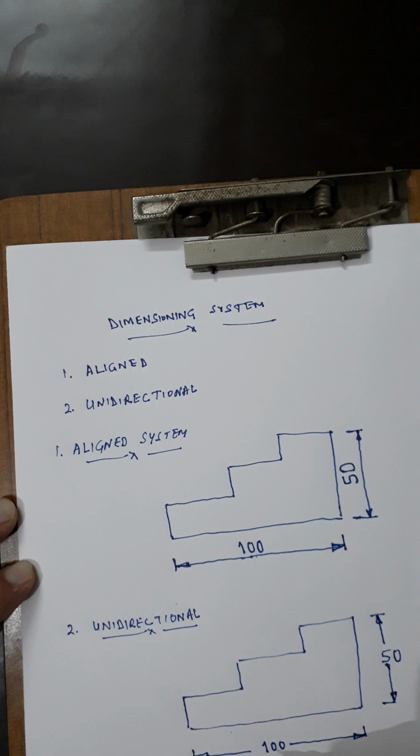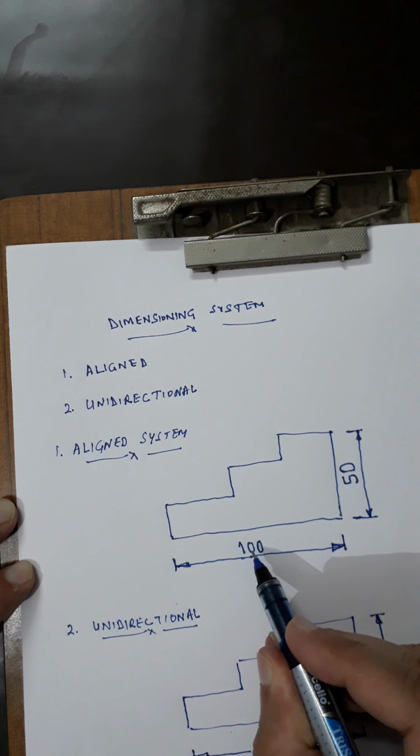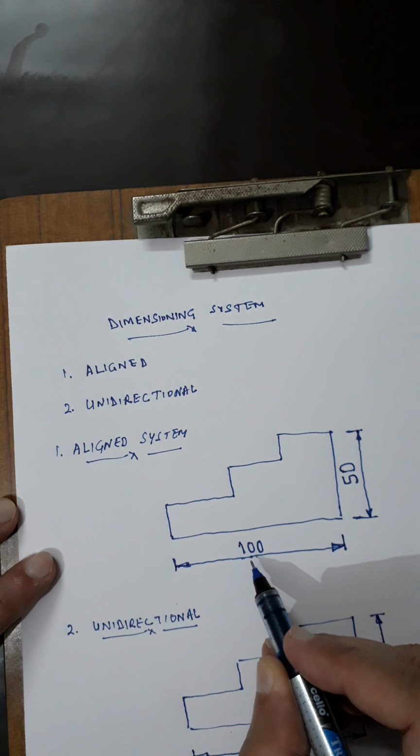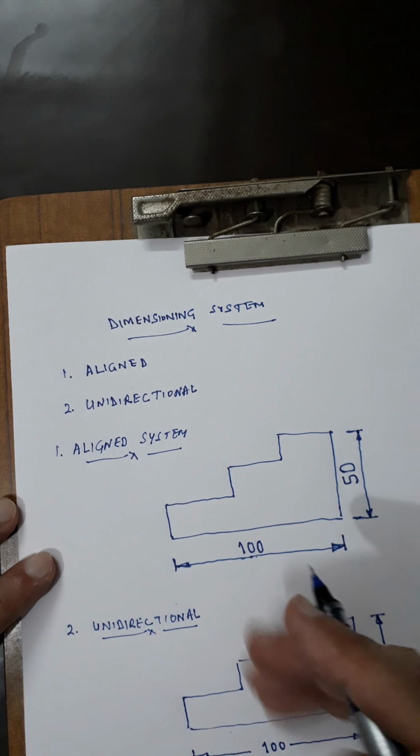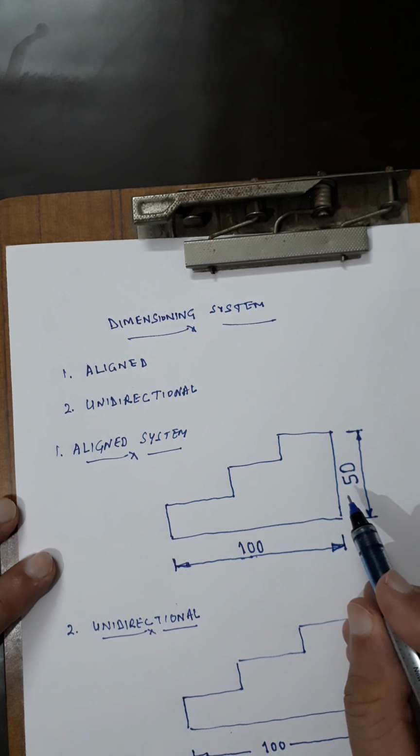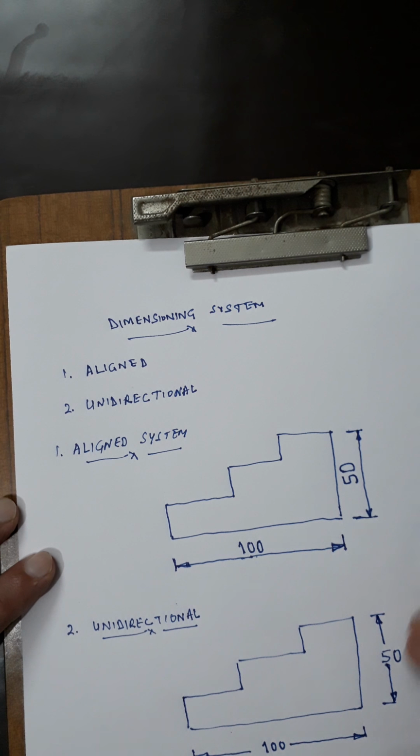Second thing is, the dimension is put just by breaking the dimension line at the center, not above the line. This is the only difference between aligned system and unidirectional. In the aligned system, all the dimensions are put above the line, and horizontal dimensions are read from the bottom edge of the sheet, vertical dimensions are read from the right hand edge of the sheet. Whereas in the unidirectional system, all the dimensions are read from the bottom edge of the sheet, whether horizontal or vertical, and dimensions are put by breaking the dimension line from the center.